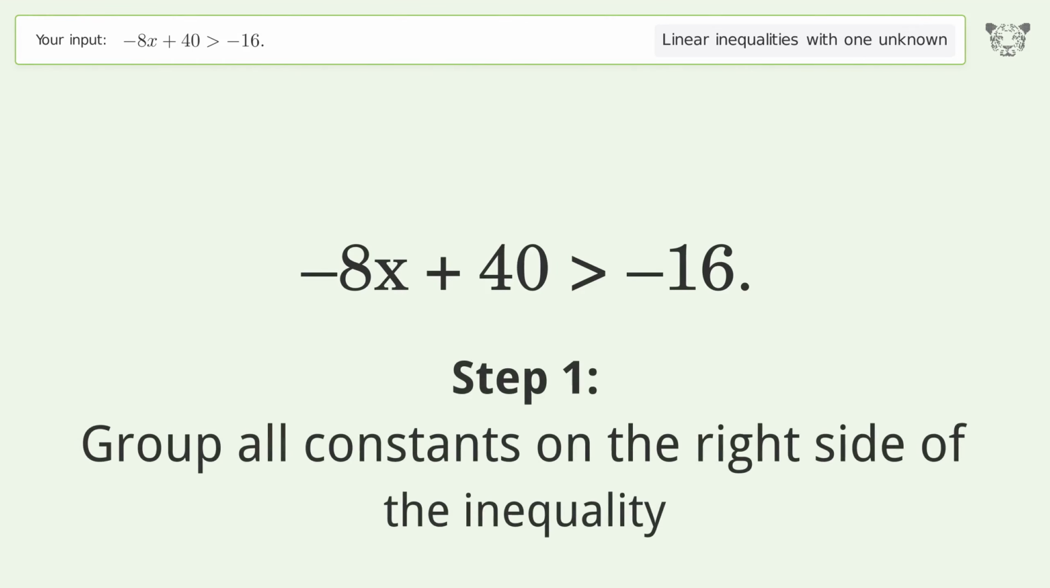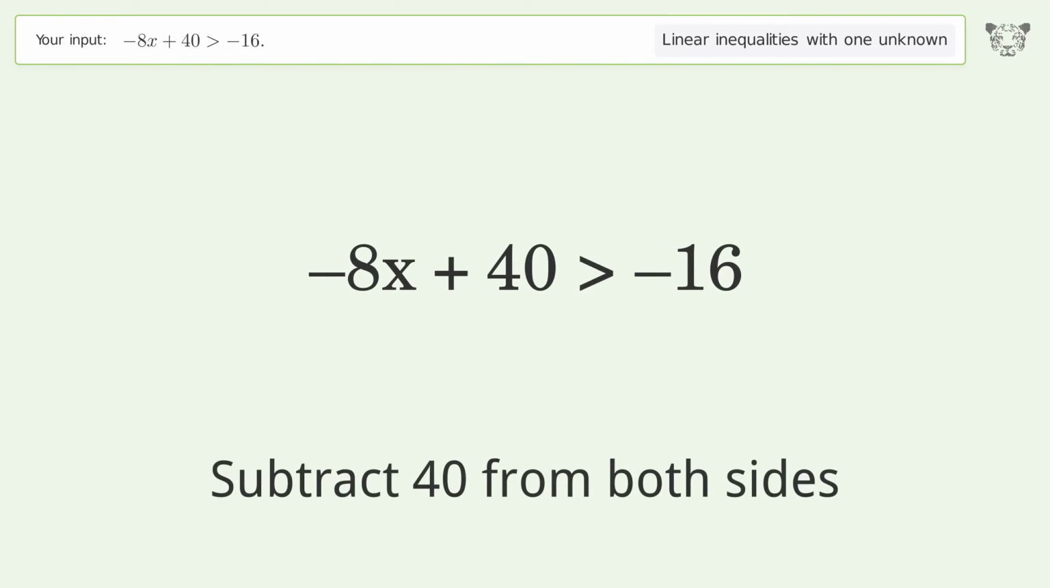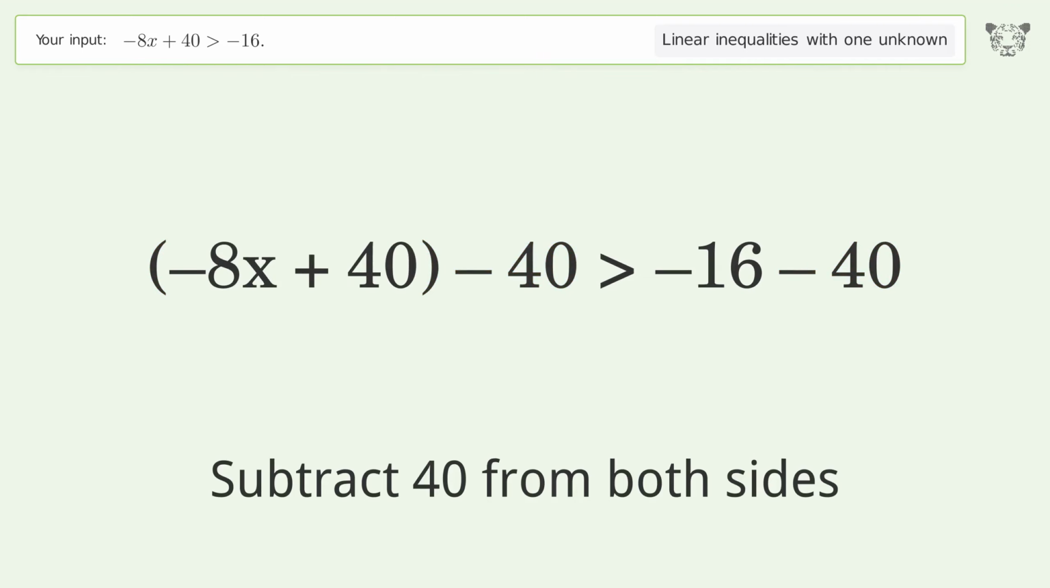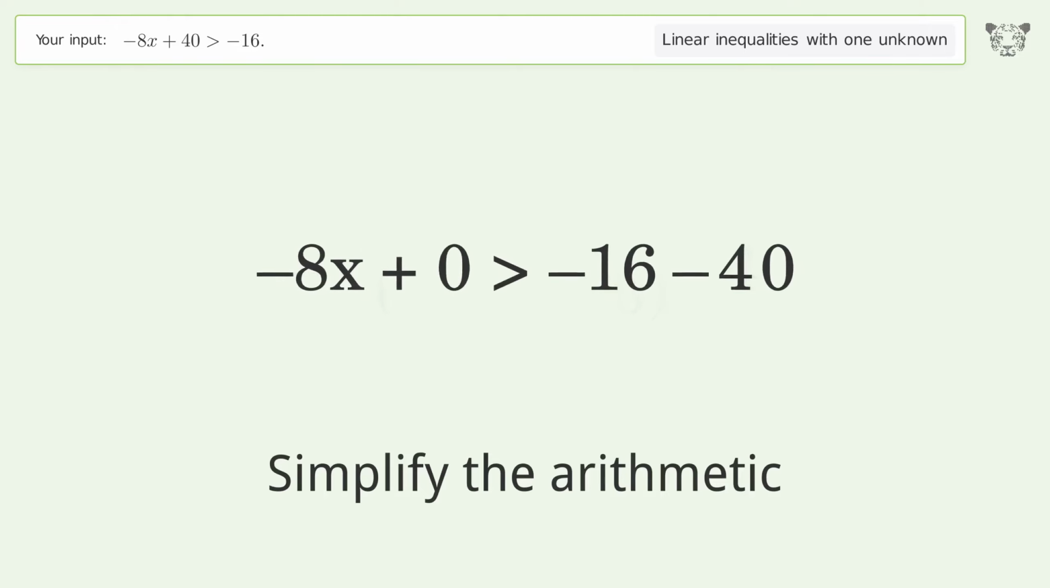Group all constants on the right side of the inequality. Subtract 40 from both sides. Simplify the arithmetic.